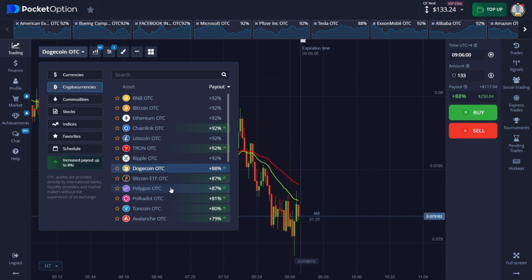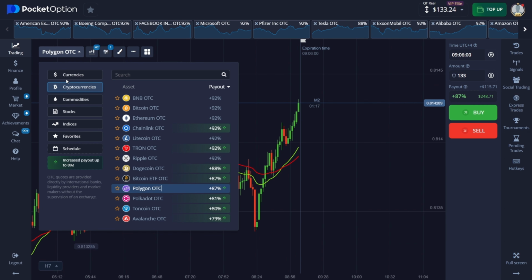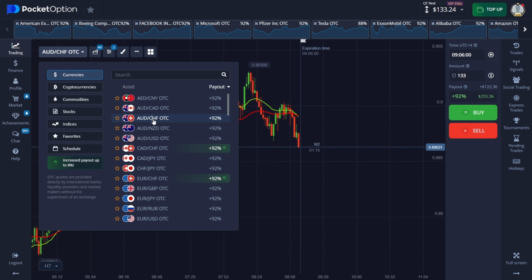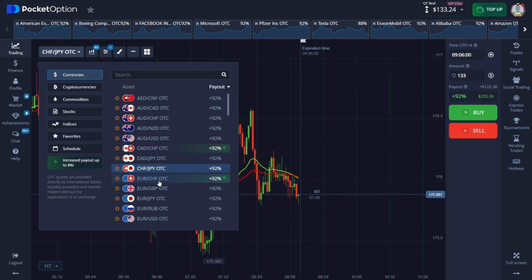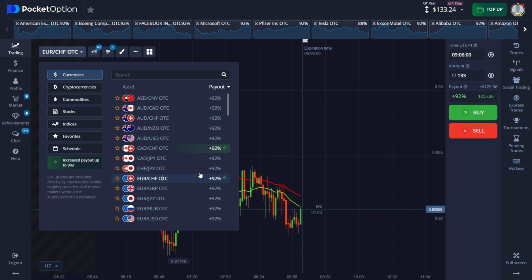I looked for a trade in cryptocurrencies, but there were no good opportunities. So let's check currency pairs. I found a trade on USCHF.